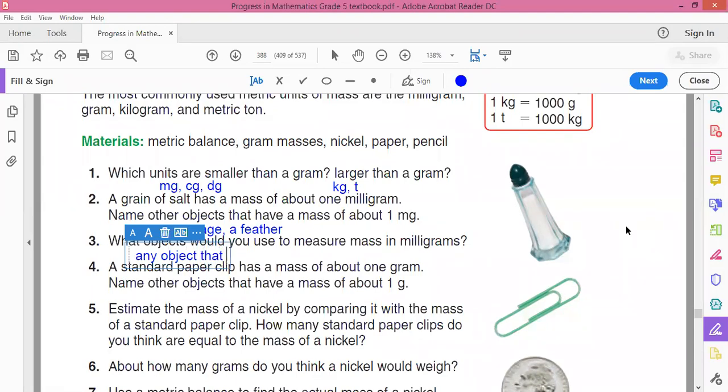Write any objects that are very light. It's better to write objects that are very light.